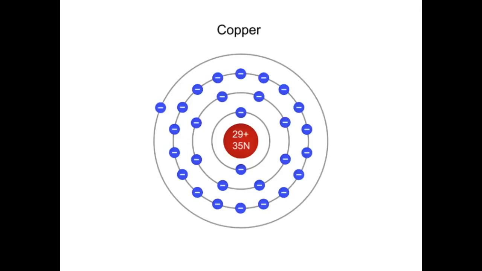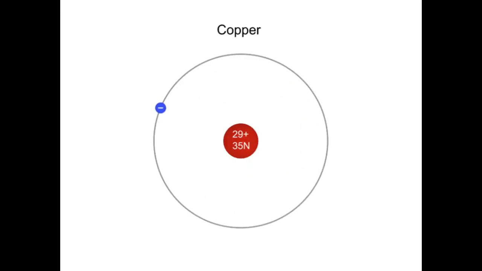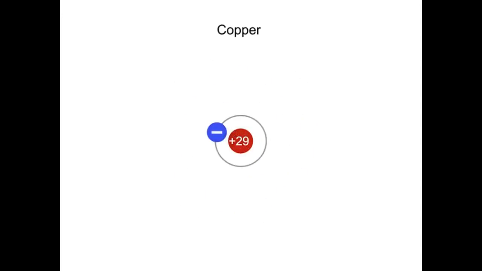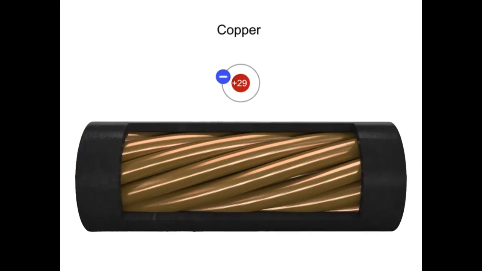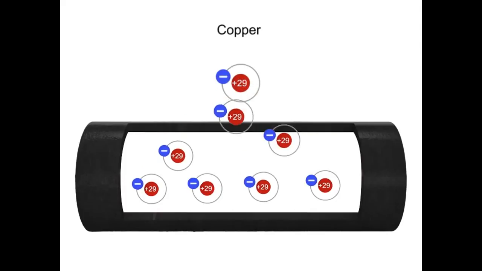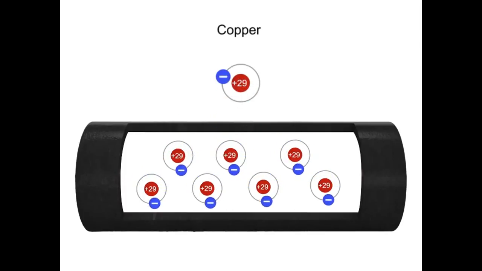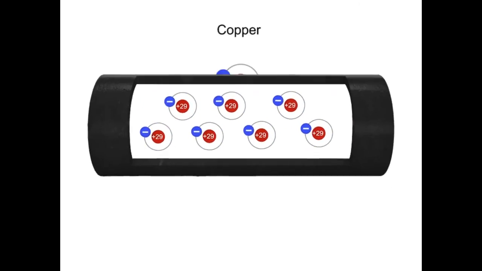Let's take a more detailed look at how these free electrons flow when a voltage is applied across a copper wire. Taking a simplified version of a copper atom with its single valence electron, let's distribute copper atoms along the length of a copper wire. In the absence of a voltage, the free electrons in a copper wire will drift in random directions from the orbit of one atom to another.